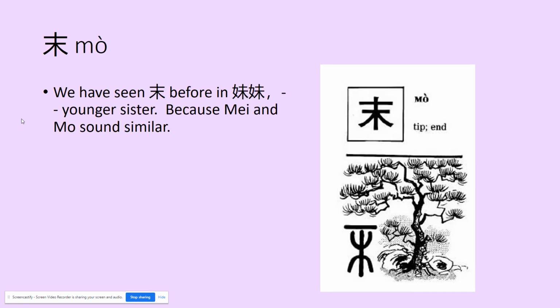Mo means the end, and it's a tree with a line through the top to indicate the tippy top of the tree, the end of the tree. We've seen this before in Mei Mei, because Mei Mei used to be pronounced like mo or something.